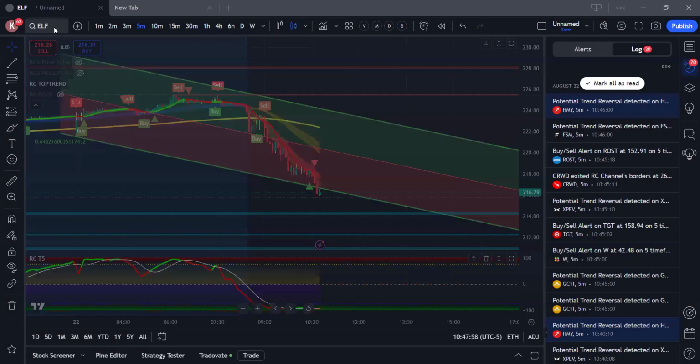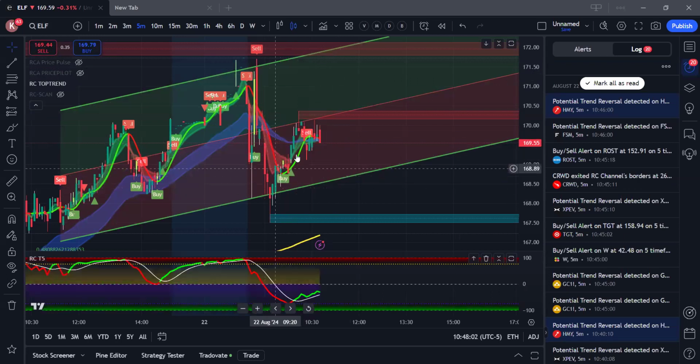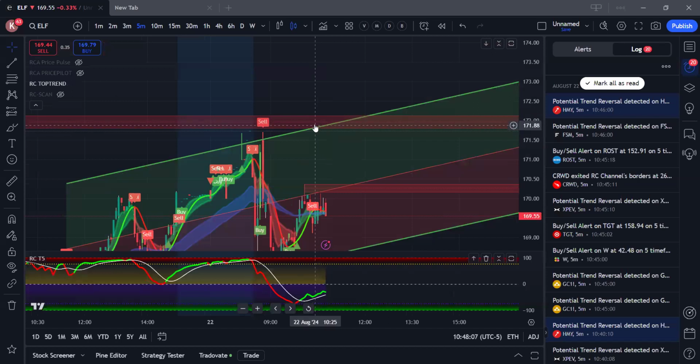Now we'll also make profits on ELF. ELF is moving up, and if ELF breaks this, it can go all the way to 171, 172. The ELF spread is completely zero risk, or very low risk. And if it breaks this one, ELF calls also will make nice profits.